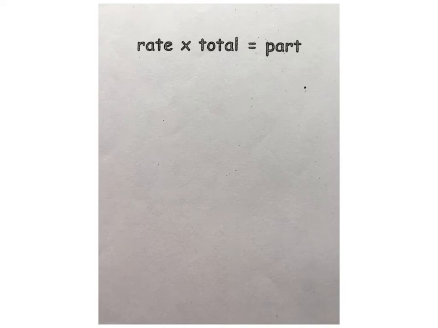Welcome to page 1. Today, we're going to be finding the part of a total. We're going to use the formula rate times total equals part, and we're going to be using a tape diagram to represent our problem. Remember, the formula we're going to use, let's abbreviate, is R times T, total, equals P, part of that total.